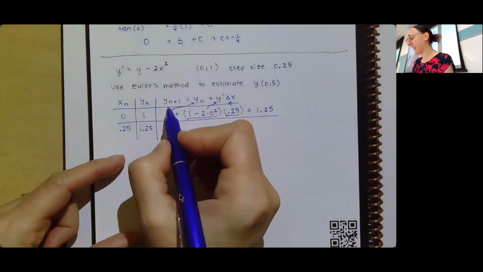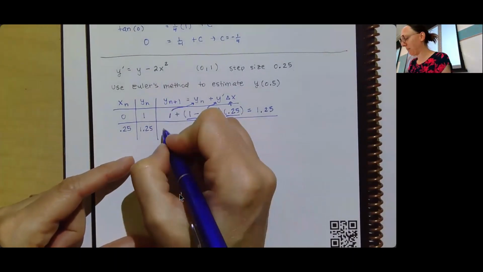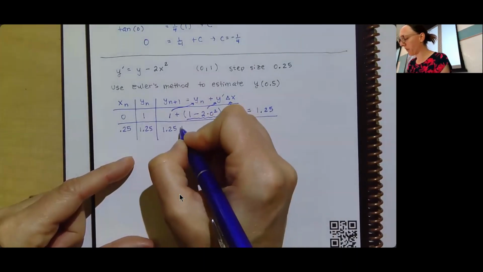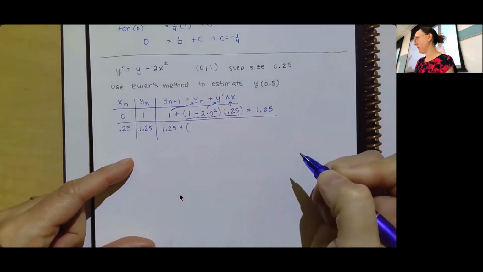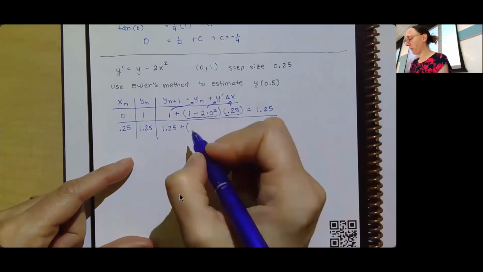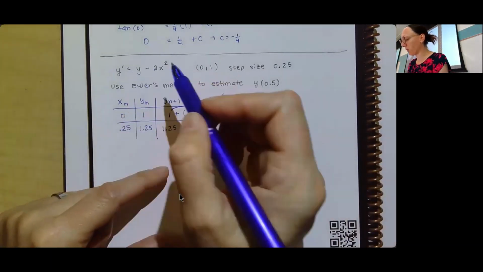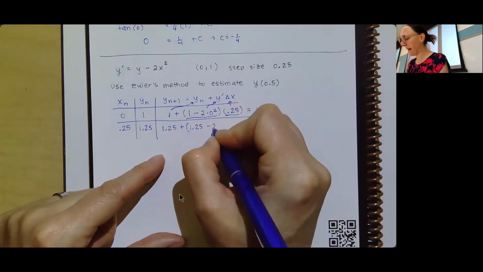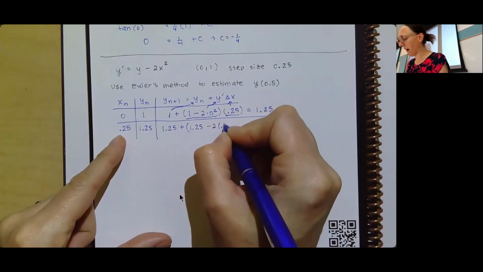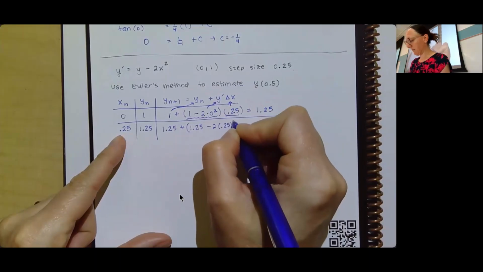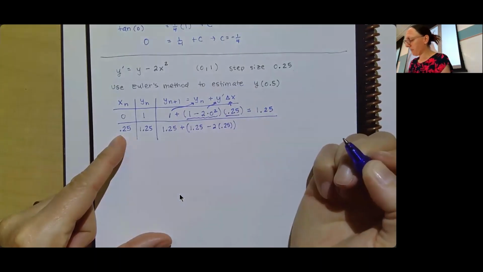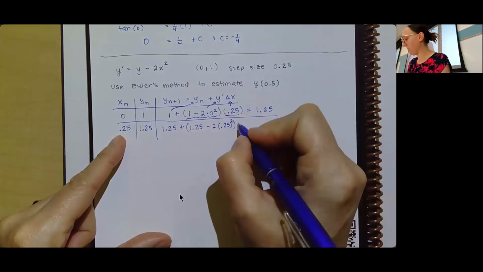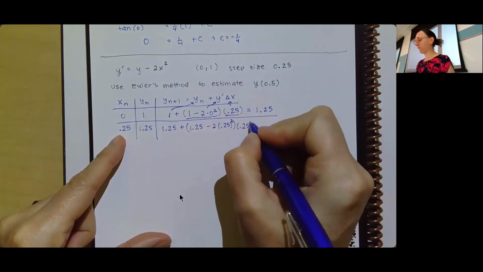So to get my next y value, I'm now standing at the point 1.25. I'm going to move in the direction of the slope. But my slope I'm going to get from the differential equation. So my y value is now 1.25. My x value is now 0.25. Which I need to square. And then all of that would be multiplied by 0.25.